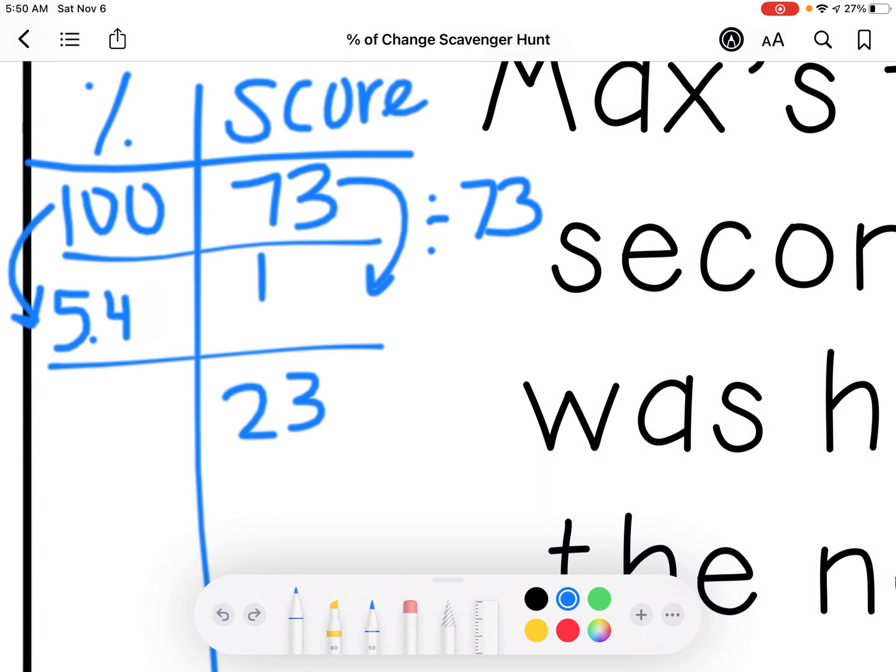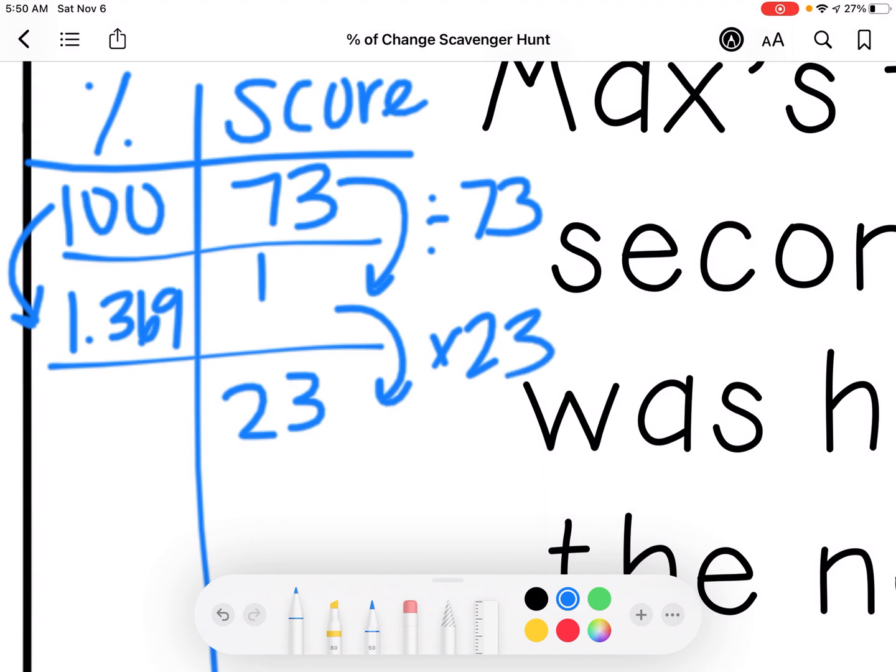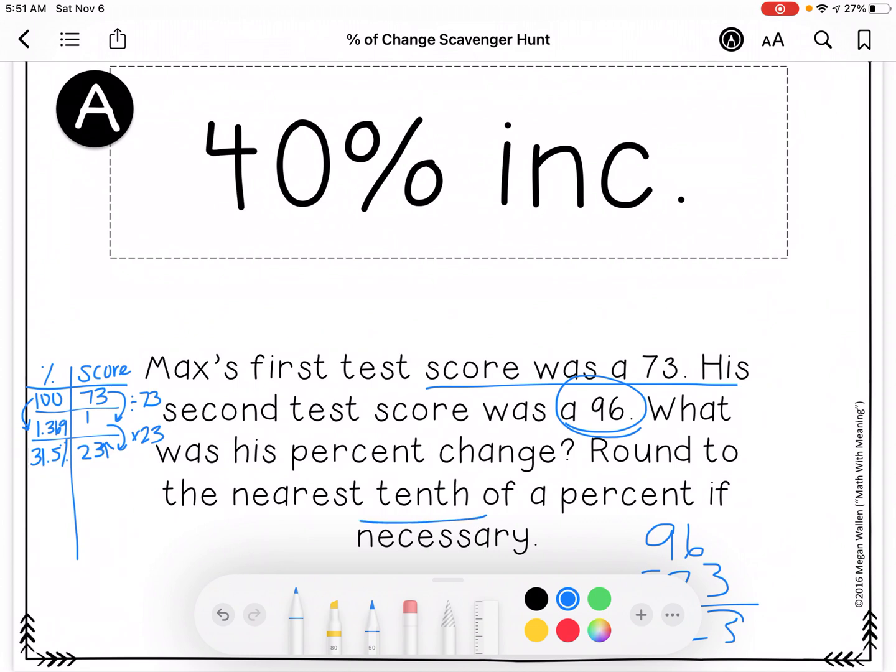No, I don't get that. I must have mistyped. I get 1.369, and it keeps going. I'm just going to leave that in my calculator. Now I'm going to multiply by 23. And I get 31.5%. And that's an increase because it's going up. So it says round to the nearest tenth. So I have 31.5% increase.